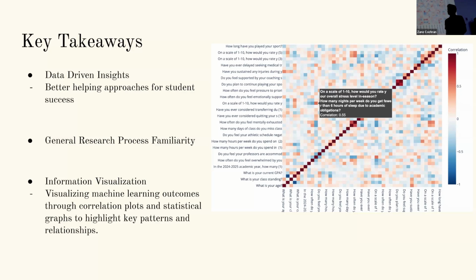So visualizing machine learning outcomes through correlation plots and statistical graphs to highlight key patterns and relationships. What I have right here is an interactive heat map. Essentially, this is a correlation heat map for each of the questions that I have down below and right here on the X and Y axis. They are the same questions, but spaced out.